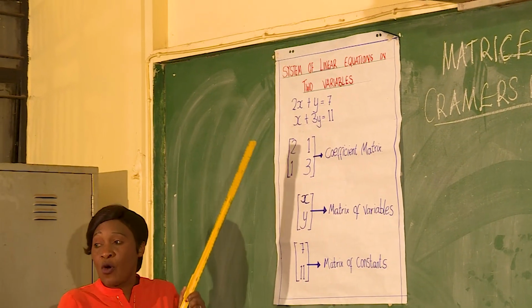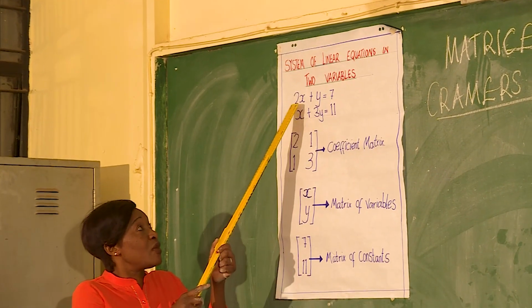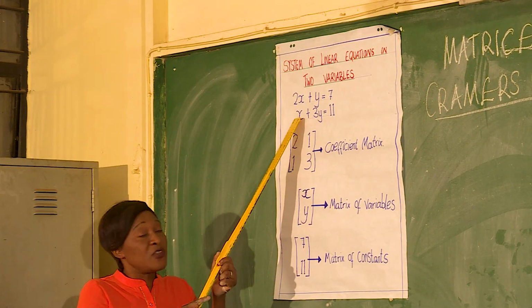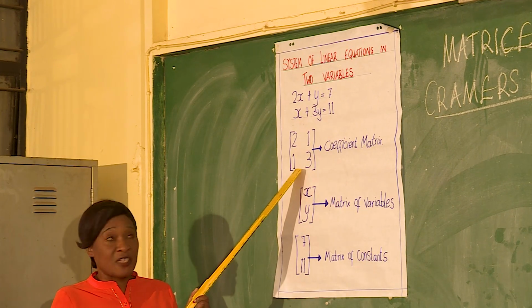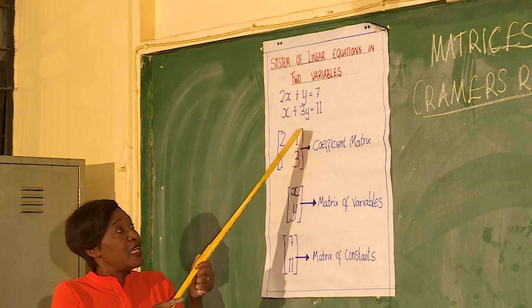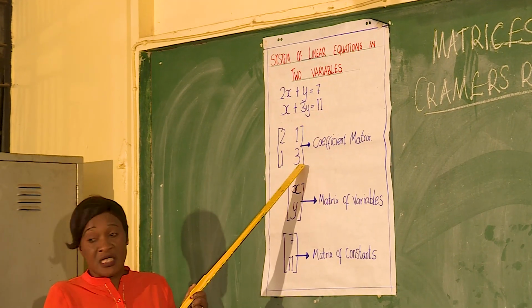We just pick the coefficients. And here we have the coefficient of 2. This is the 2 that we have put there. Here we have a coefficient of 1. This is the coefficient that we have put here. Here the coefficient of y, we have 1. Here the coefficient of 3y, it is 3.